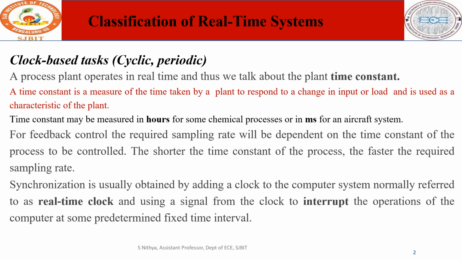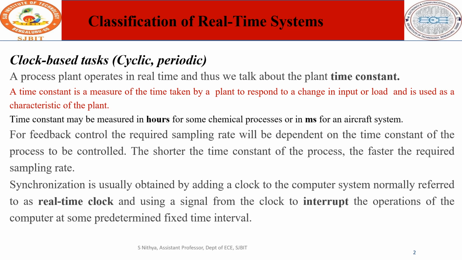A process plant operates in real time, and thus we talk about the plant time constraint. It is based on time constraints, so within a time limit the task should be performed. The time constraint is a measure of the time taken by the plant to respond to a change in input or load, and it is used as a characteristic of the plant. The time constraints may be measured in hours, or a predefined time specified for some chemical process, or in milliseconds for an aircraft system.